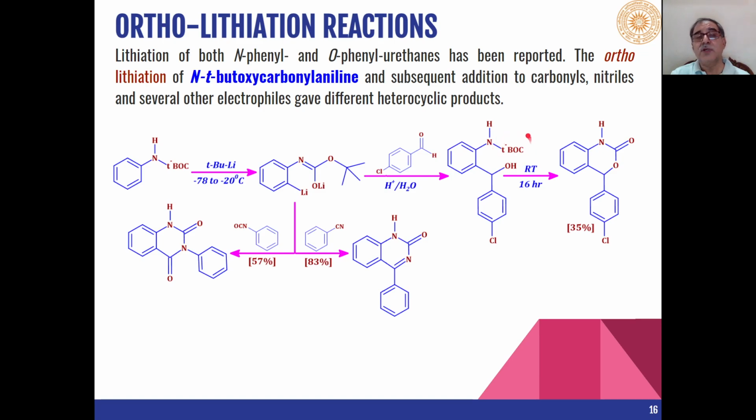This tertiary butoxycarbonyl is a very good leaving group, and this will undergo cyclization to give us these types of biologically active heterocyclic compounds. Or similarly, this dilithiated substrate can react with aryl nitriles or phenyl isocyanate to give us these types of heterocyclic products after cyclization in quantitative yields.